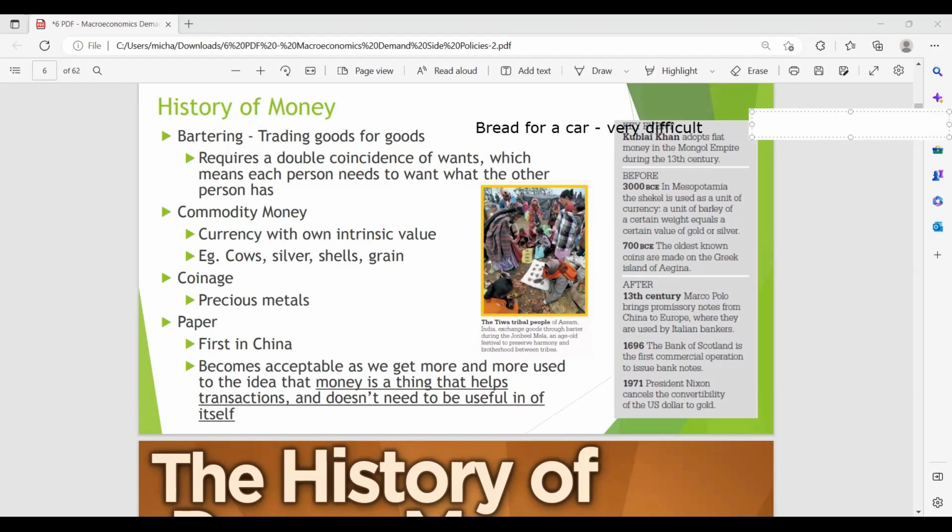Can anyone think of other examples of trading a product for another product, or a product for a service, or a service for a product? It gets really tricky.